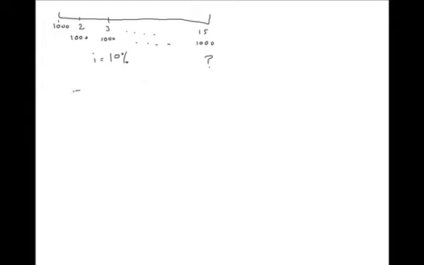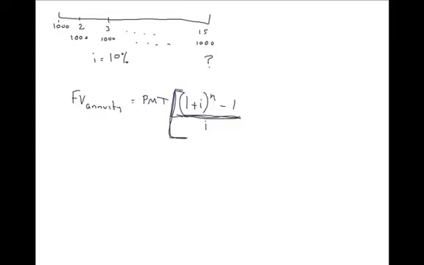The formula that we would use is the future value of an ordinary annuity, and it's equal to the payment amount or the annuity amount times the interest factor, which is in this case 1 plus i to the n minus 1, divided by i. That's very poorly written, but it should really look like this.